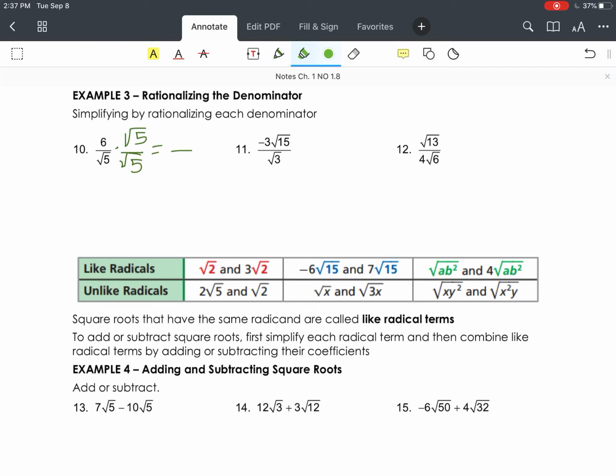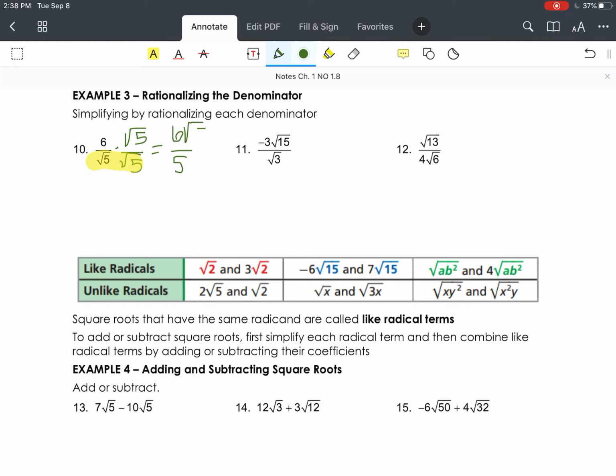The reason we do this is, looking at the denominator here, root 5 times root 5 is the exact same thing as the square root of 25, which is just plain old 5. A square root times a square root undoes the square root if it's the same number, and you're going to get 5 in the denominator. Now there's no more square root. We rationalized it. We're good to go.